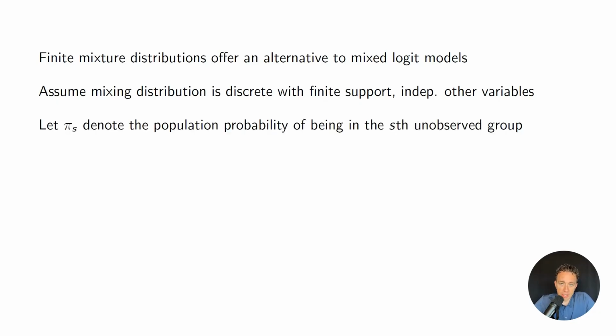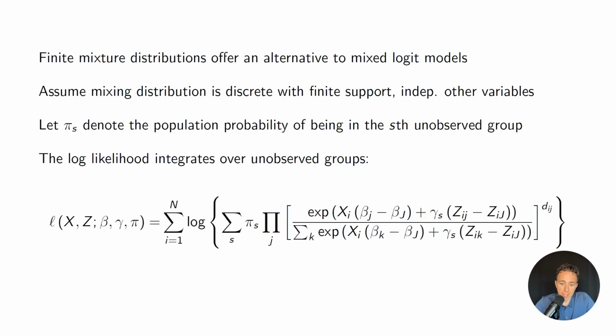We're going to call the mixing probabilities, or the type probabilities, pi s. So this is just the probability of someone in the population belonging to the S group. And then our log likelihood in this case is going to integrate over these unobserved groups, but it's not going to have an integral, it's going to have a summation instead because we are dealing with a discrete distribution. So there's only some finite set of mass points in our distribution, so we can sum over those mass points, multiply by the probability mass, and then we just have the same thing as before with the mixed logit.